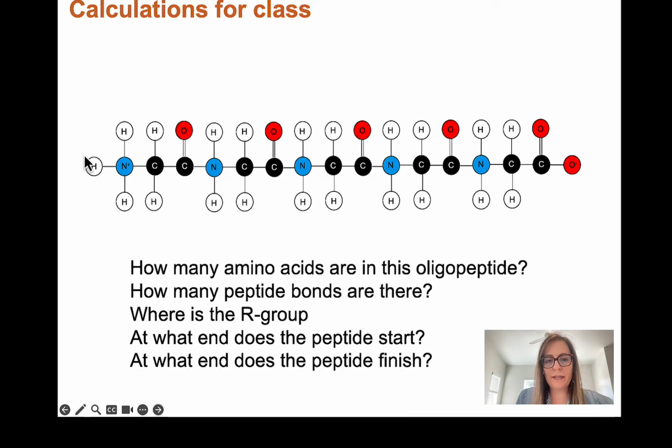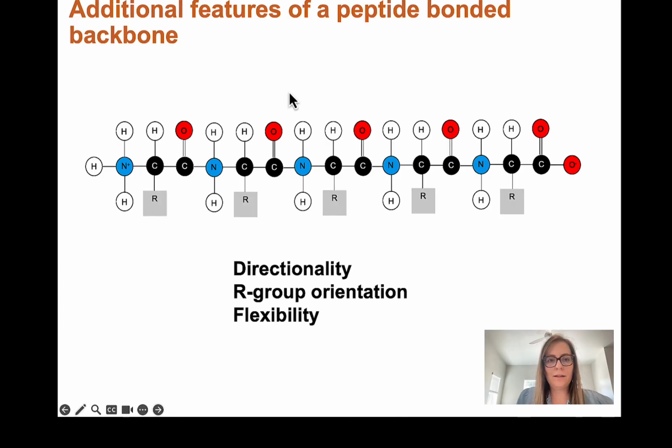So be prepared to analyze these structures. And you should also be able to see that when we make these, we call this a peptide bonded backbone. When we make these structures, you can see that there's a difference at the start of the polymer and at the end. So at the start, we have an amino group, and sometimes we call this the N-terminus. And we have a carboxyl group at the end, and we call this the C-terminus for the carbon that ends.